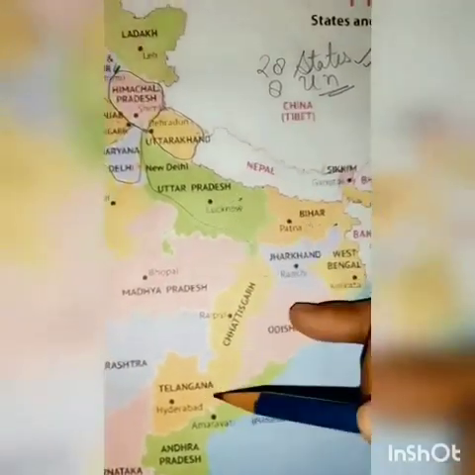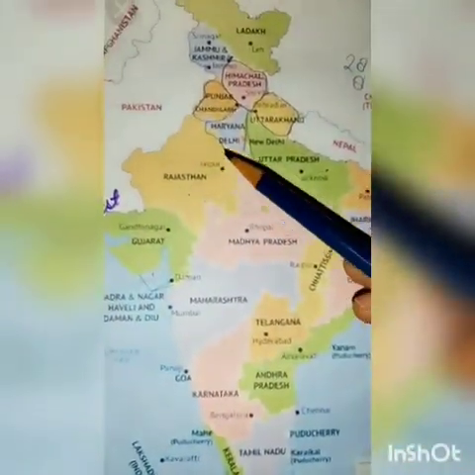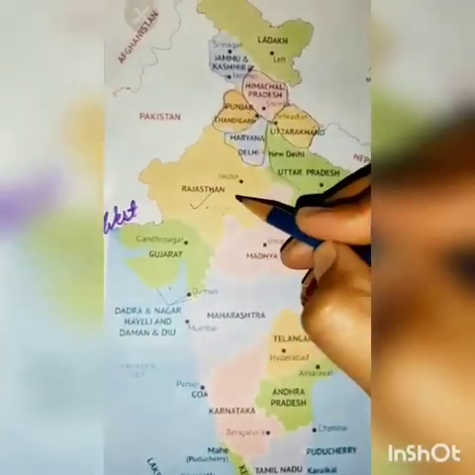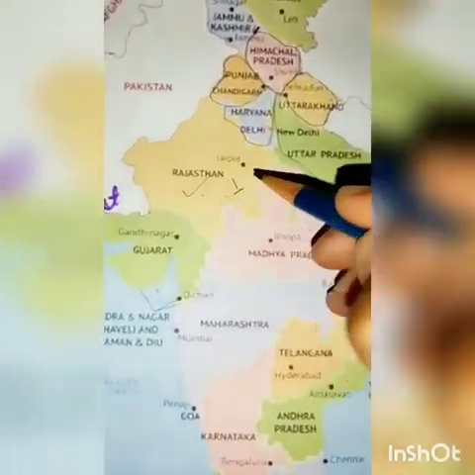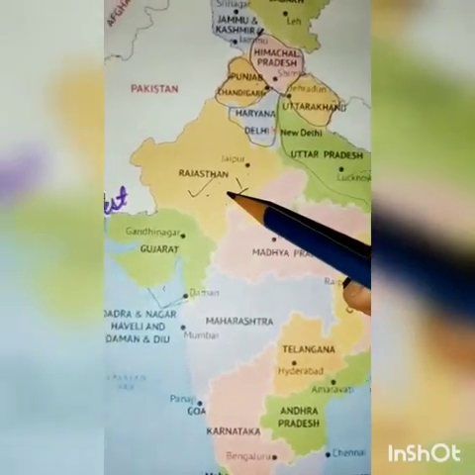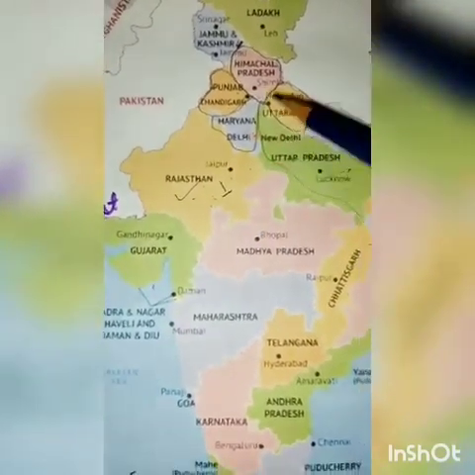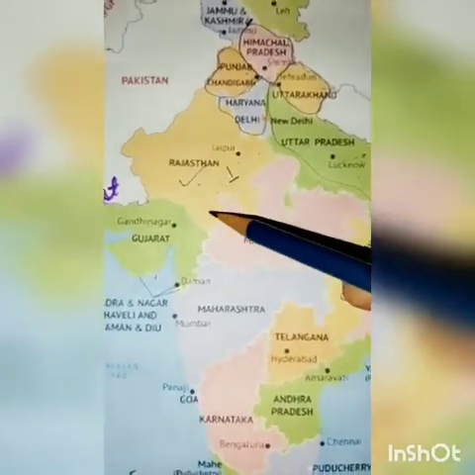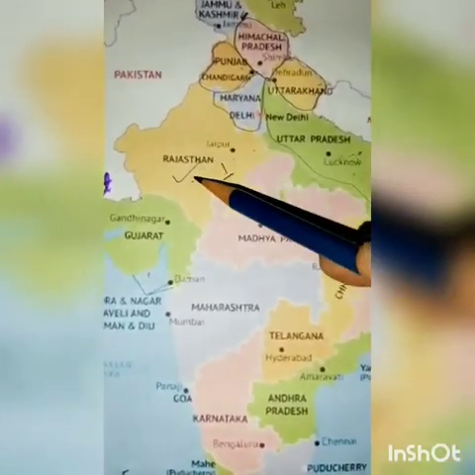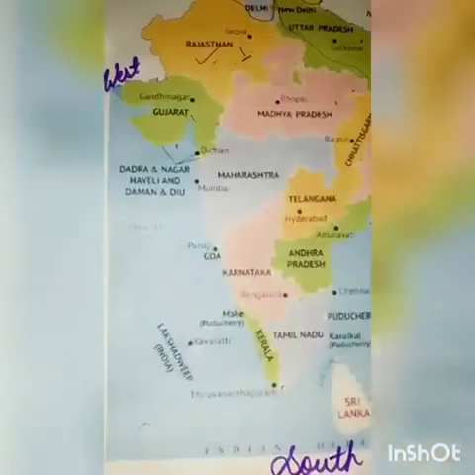Now look at this map area wise. As we know, area wise, Rajasthan is the largest state of India. This area is larger. So always remember Rajasthan is the largest state. When you see the larger area here, then you can write here Rajasthan.